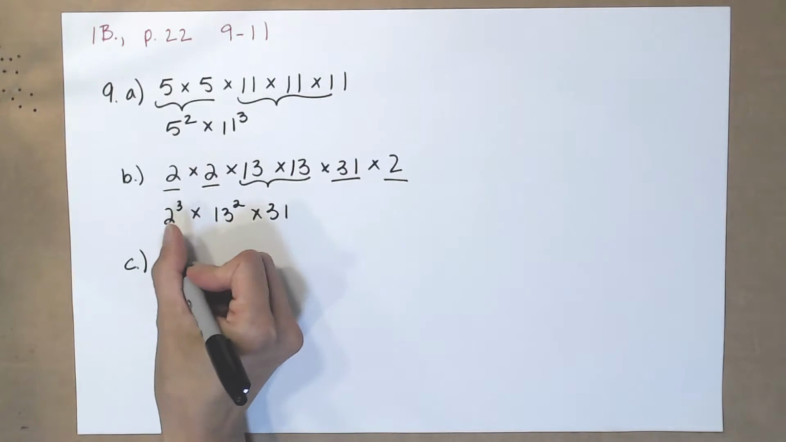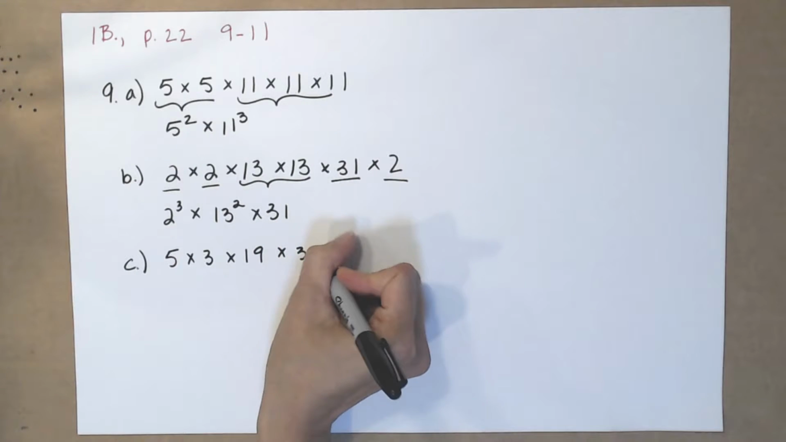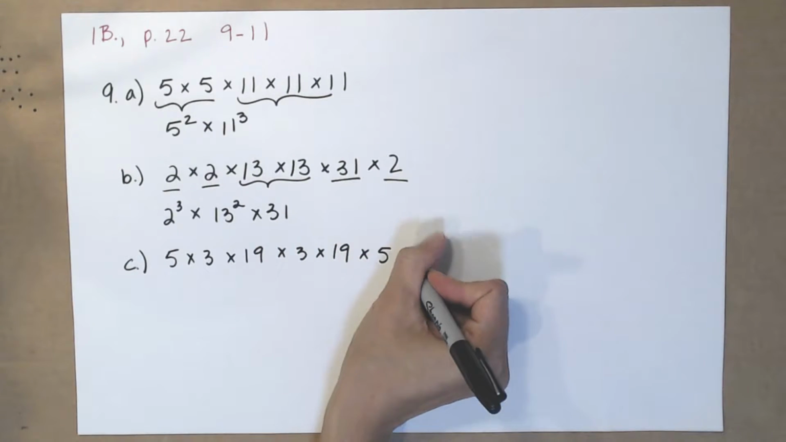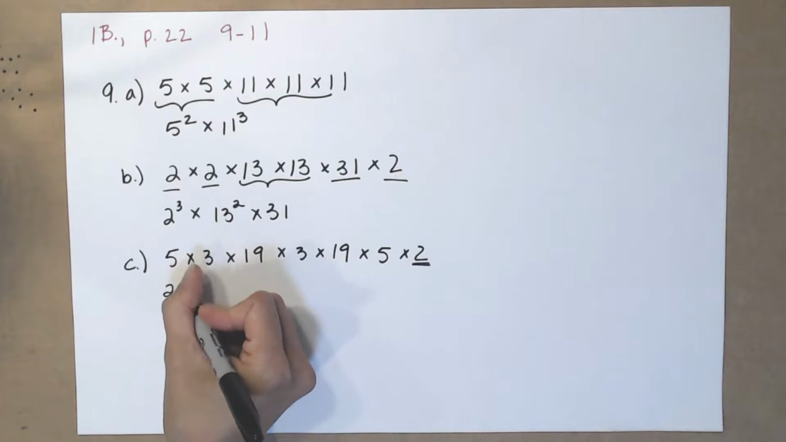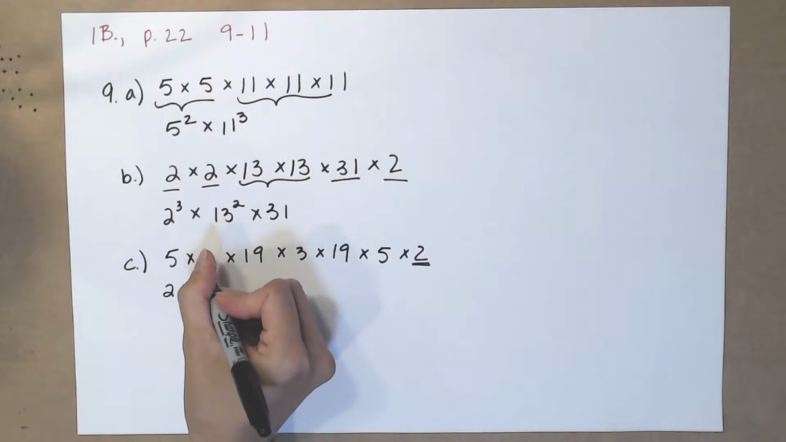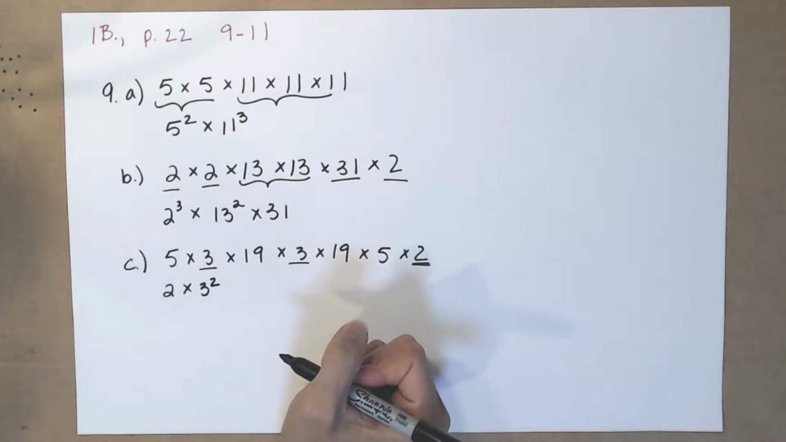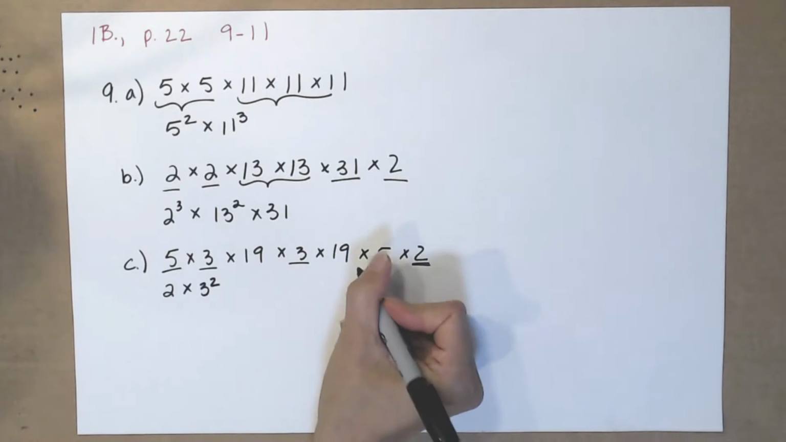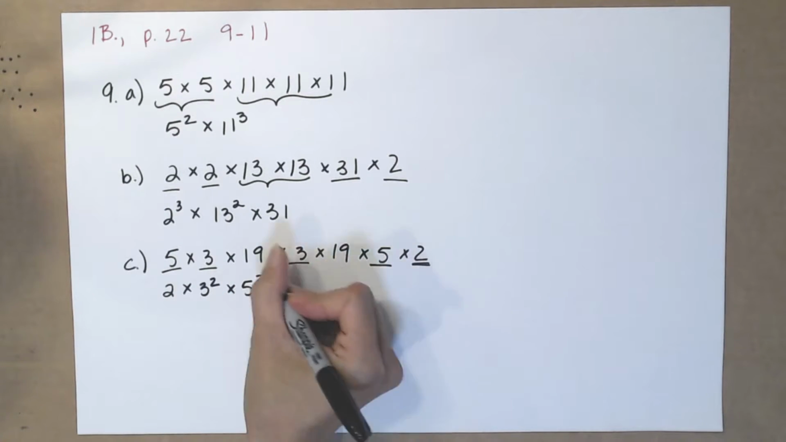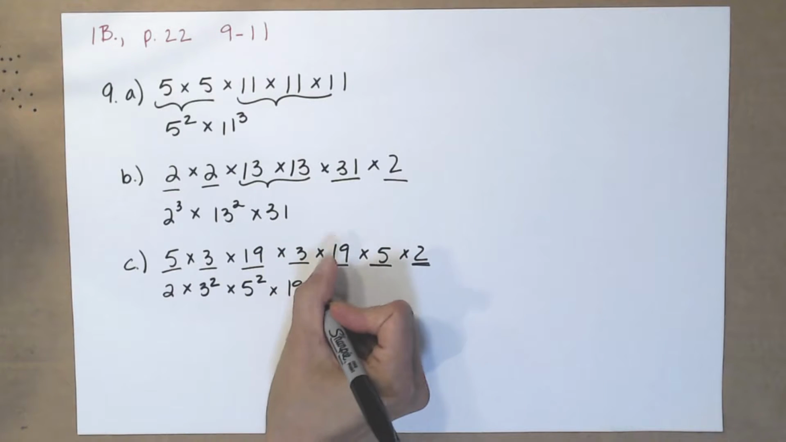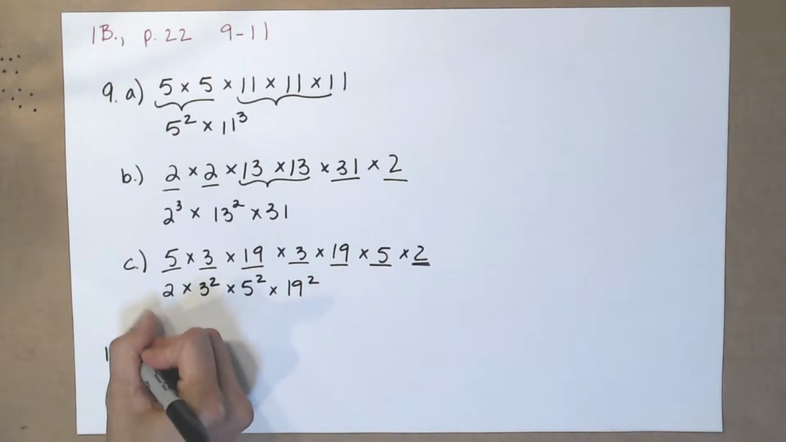C, we have 5 times 3 times 19 times 3 times 19 times 5 times 2. Start with our lowest number, which is 2. We only have one of them. So 2 times, go to our next highest, which is 3. We have 2 3's, so that would be 3 squared. Then we have 2 5's, so times 5 squared. And then we have 2 19's. 19 times 19 would be 19 squared. So there's our answer. Moving on to number 10.